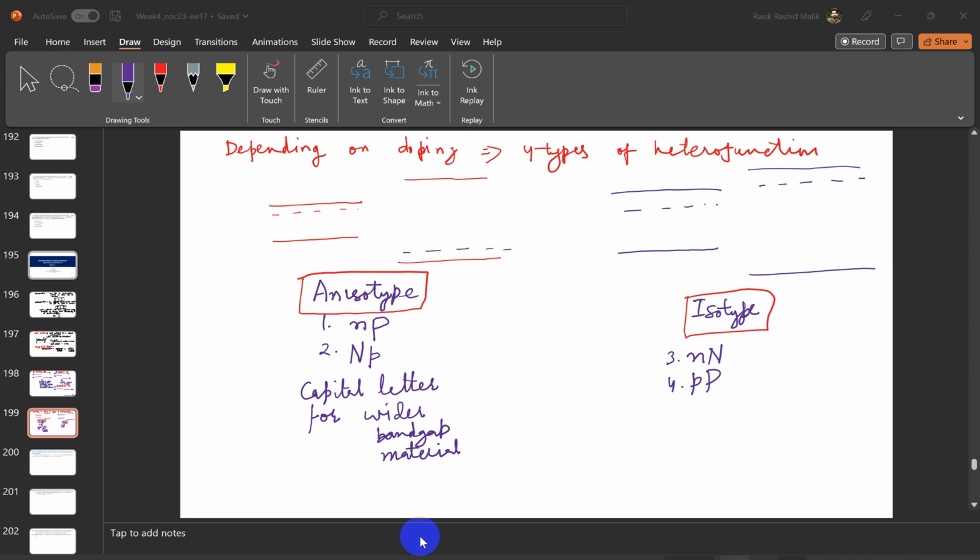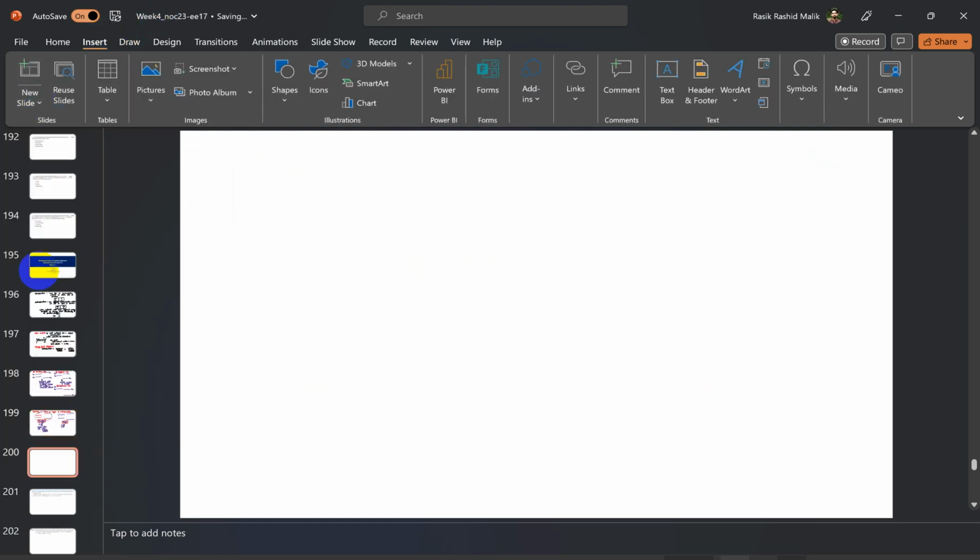Okay, so now let's try to draw the energy band diagram for the case where we have n type and p type materials. We have to draw the vacuum level for reference, and we have to understand that, for example, we will be taking this type of case, say the wider band gap and the narrower band gap case. So first I will draw the isolated band diagram here.